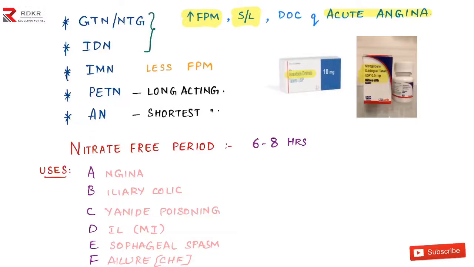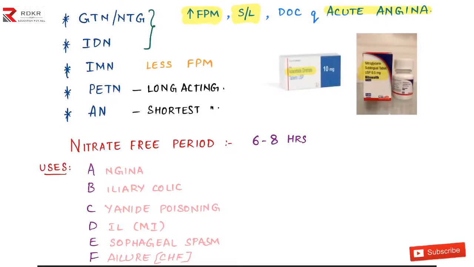And you have to be clear with the concept of the nitrate free period. The nitrate free period means you cannot give the nitrate continuously. For example, if you give the nitrates for a long duration of time without any break in between, then the patient may develop tolerance to the nitrates, and hence to prevent tolerance to the nitrates, a minimum of 6 to 8 hours of free period between each dose must be maintained. Okay, that was about the nitrate free period.